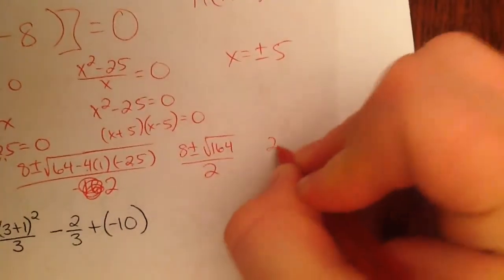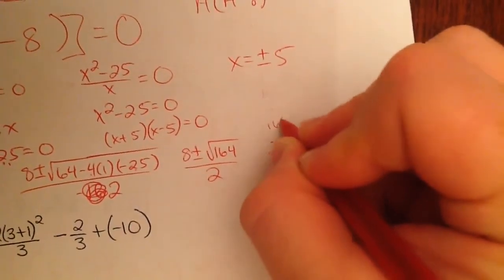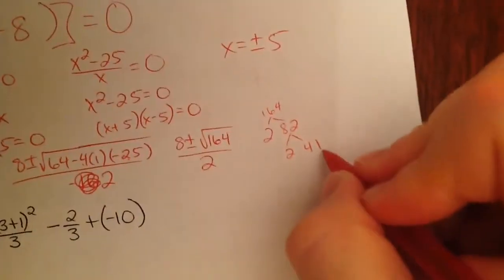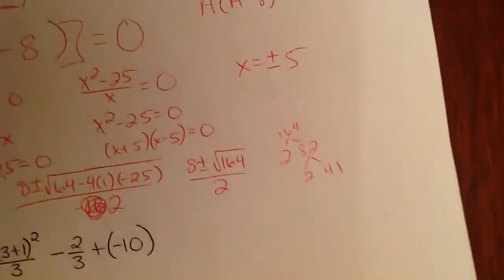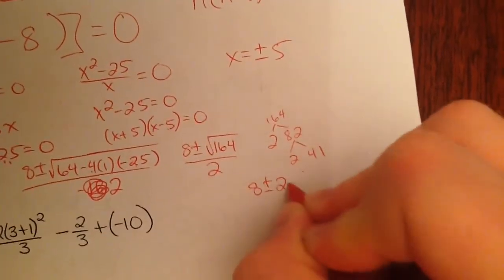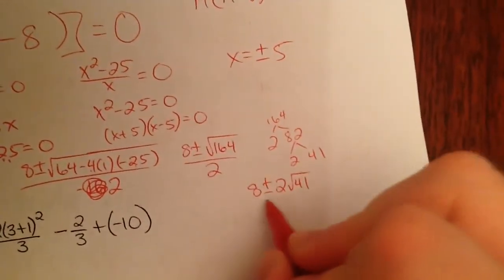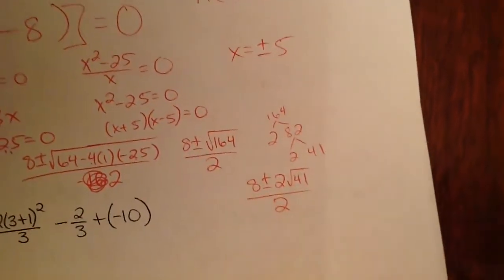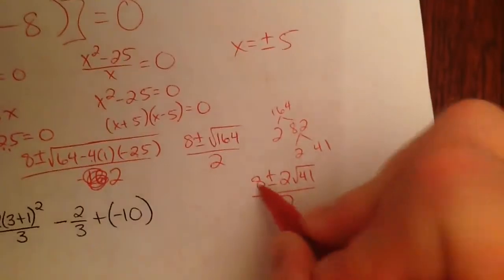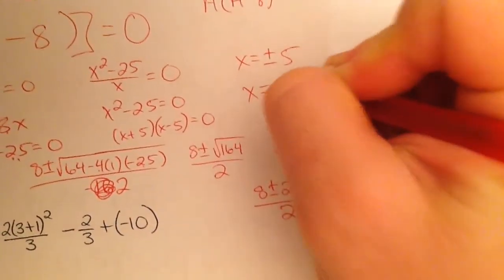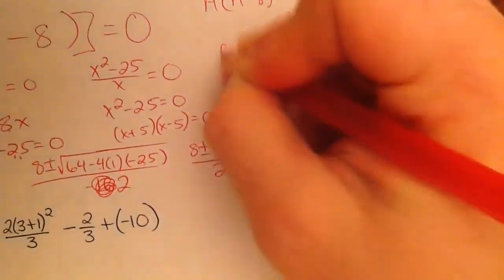164, what is that? 2 times 164 is 2 times 82, which is 2 times 41. 41, is it prime? Yeah, it's prime. So I can just pull that 2 out. So I have 8 plus or minus 2 root 41 over 2, right? I just simplified that radical, which was on your quiz you just took. So I'll divide both of them by 2, and you'll get your other two answers. 4 plus or minus the square root of 41.